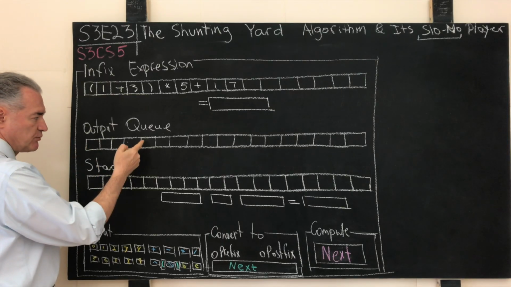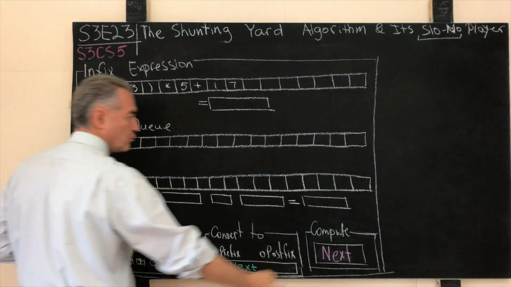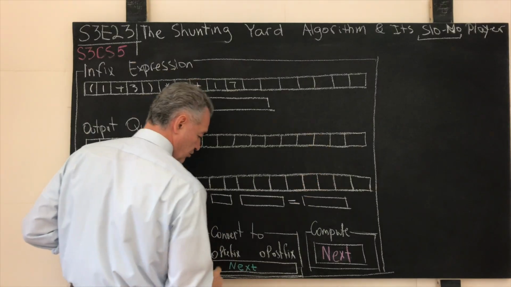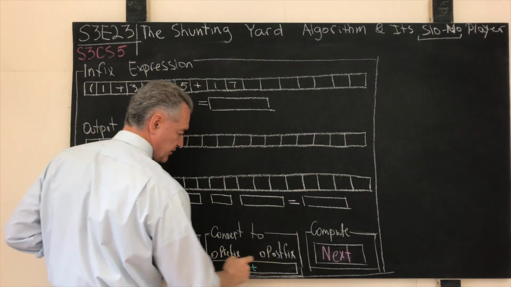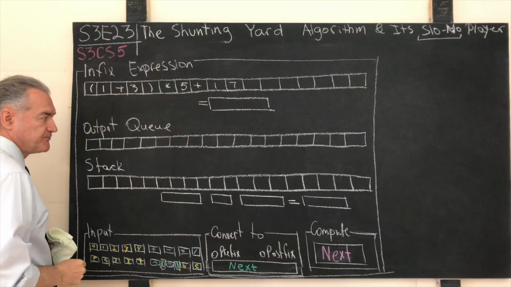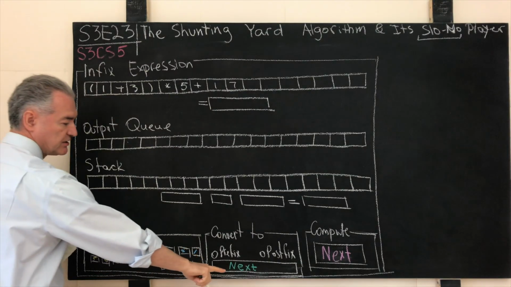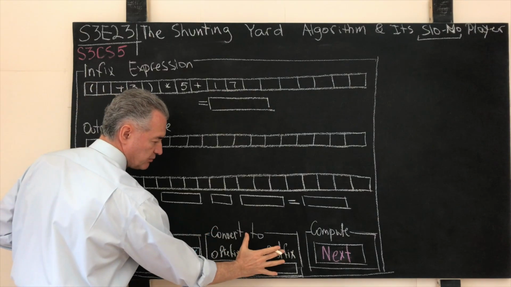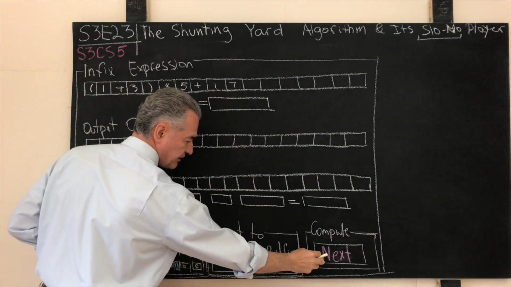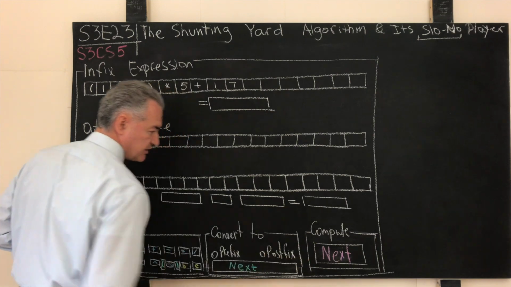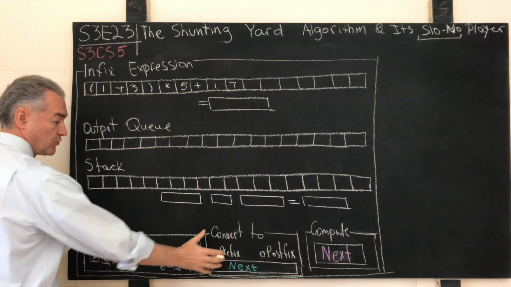You remember, it will be populated left to right or right to left, depending on your choice of prefix or postfix. And once this process is complete, the convert to panel will be disabled. This panel will be enabled. Initially, this panel is disabled because we do not compute, we first convert.